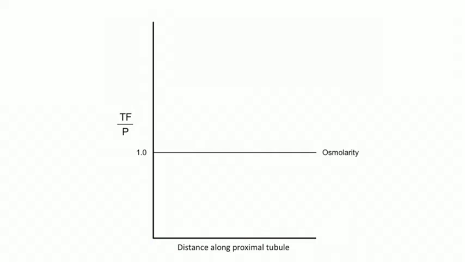So let's talk about what substances follow this pattern. The reabsorption of sodium and potassium don't change much from beginning to end, and osmolality doesn't change much from beginning to end. They're pretty flat. So you are reabsorbing sodium and potassium, but water is being reabsorbed at the same rate. It's isotonic reabsorption here in the proximal tubule. The relative concentration is staying constant.